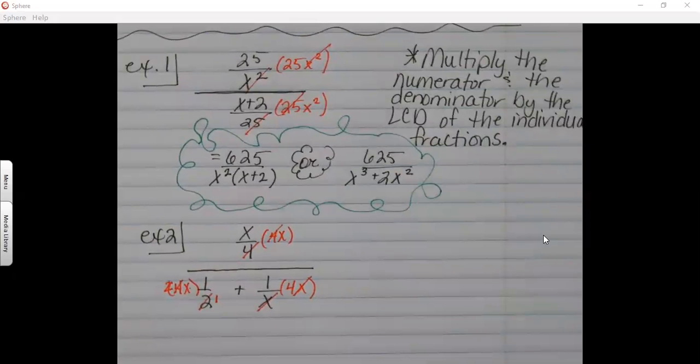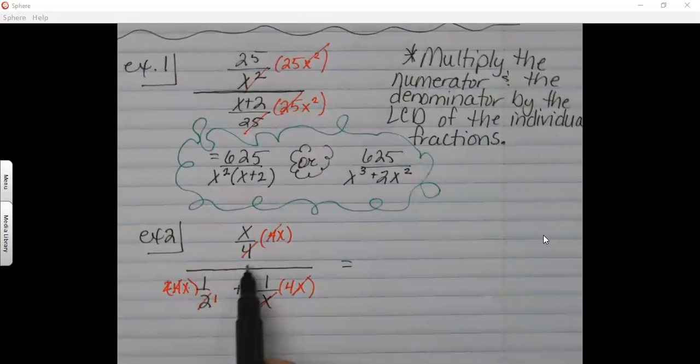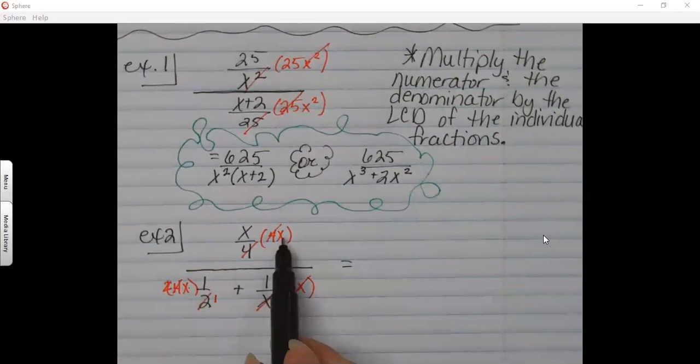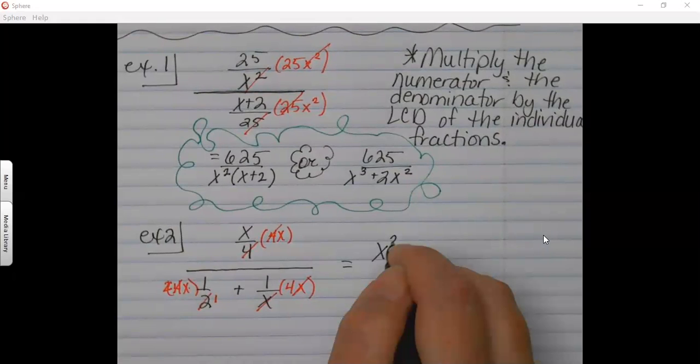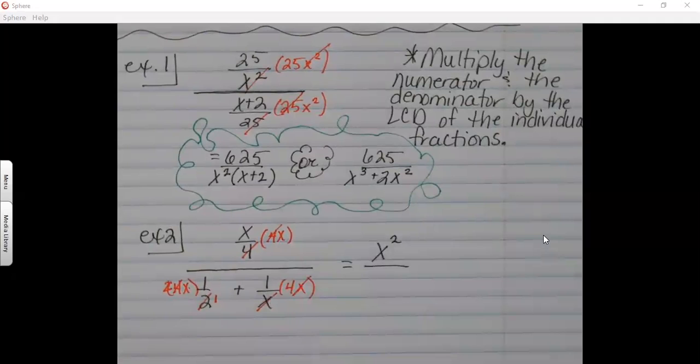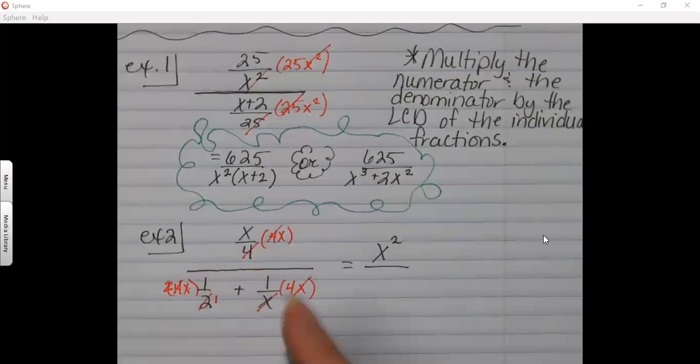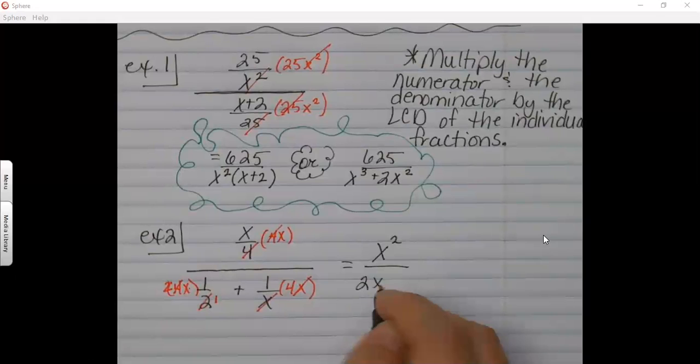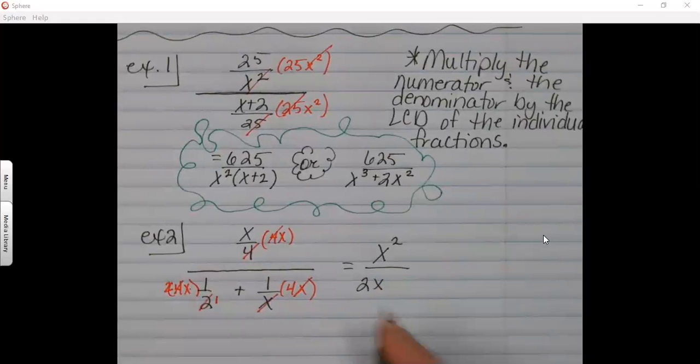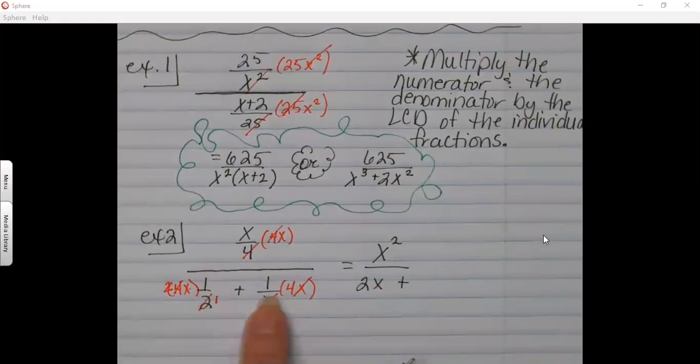So that leaves me with, in the top, don't forget you still have the x there. So x times x is x squared. In the denominator, the first fraction, I have 2 times x times 1. That's all in the numerator. 2 times x times 1 is 2x. And then there was just a 1 in the denominator. We don't need to write that. Plus, all I have left over here, 1 times 4 is 4.